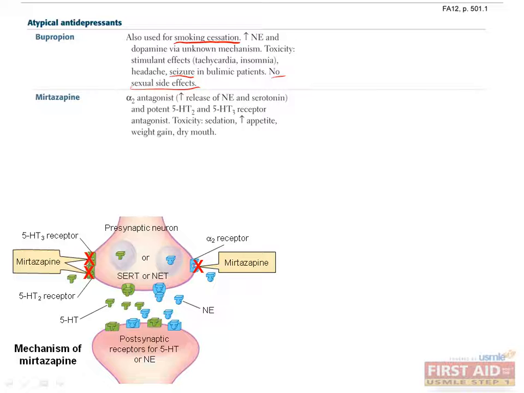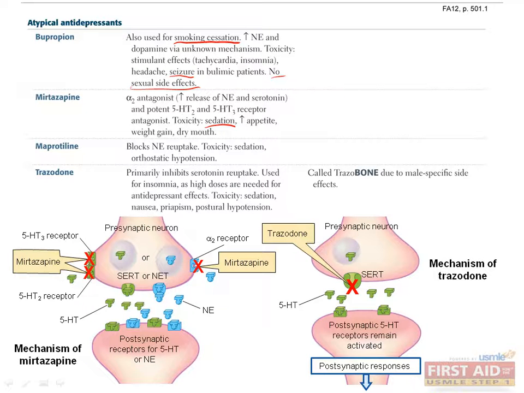The next drug, mirtazapine, is an alpha-2 antagonist. It increases the release of norepinephrine and serotonin as a result. It also antagonizes 5-HT2 and 3 receptors directly. In terms of toxicity, it causes sedation, increased appetite, weight gain, and dry mouth. Basically, mirtazapine can make you fat and lazy. The first of these, sedation, is actually why mirtazapine is often the drug of choice for people with depression and insomnia. Meprodoline is a less often used drug that's known for causing sedation and orthostatic hypotension, but the chances of it showing up on your exam are probably fairly low.